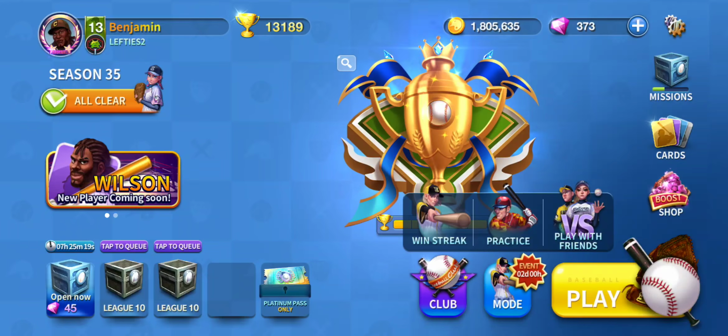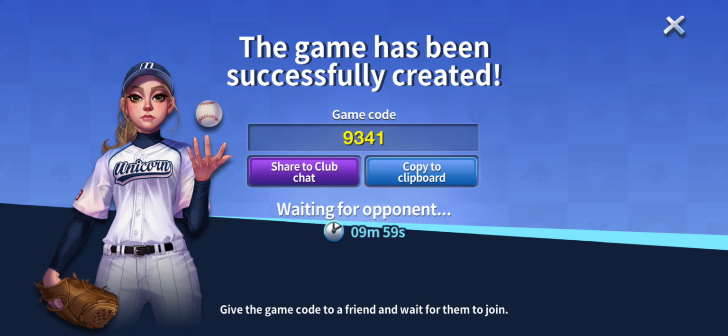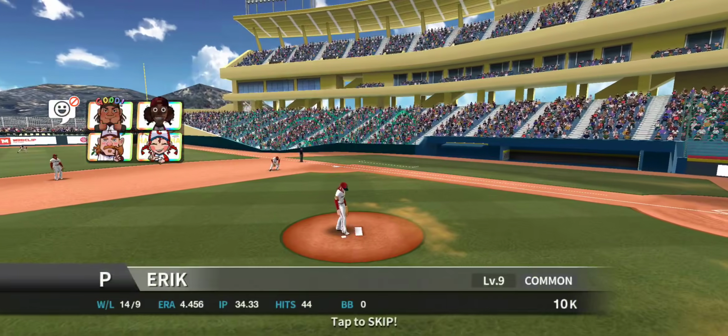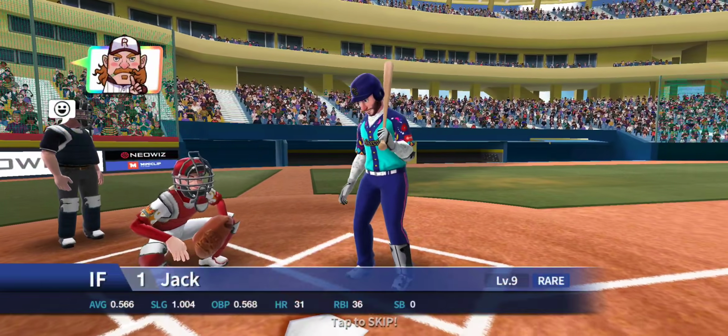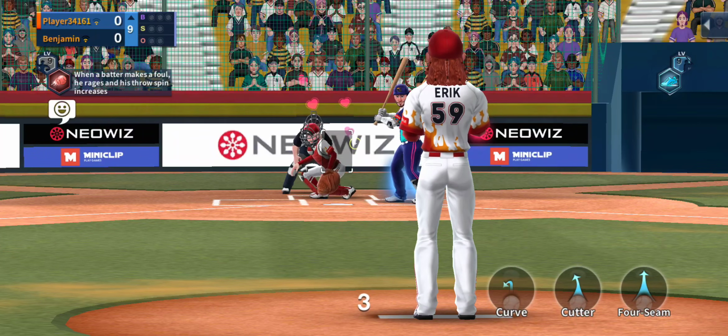So let's go ahead and create a game real quick so we can see Erik from both angles, pitcher and hitter. All right. Okay, so what we got here? All right, Erik is pretty big. He's kind of like Riley, but throwing from the right side.